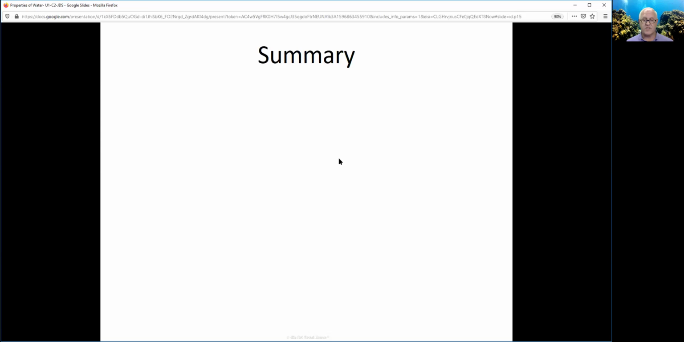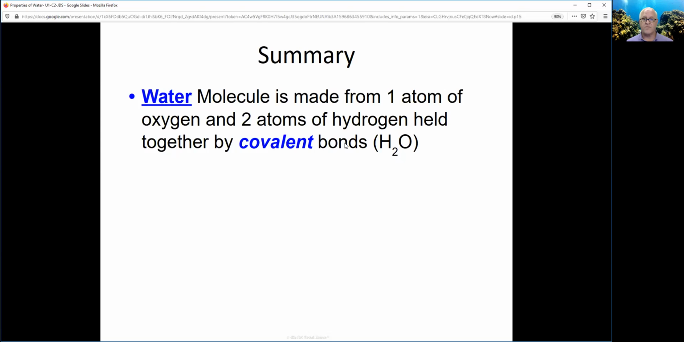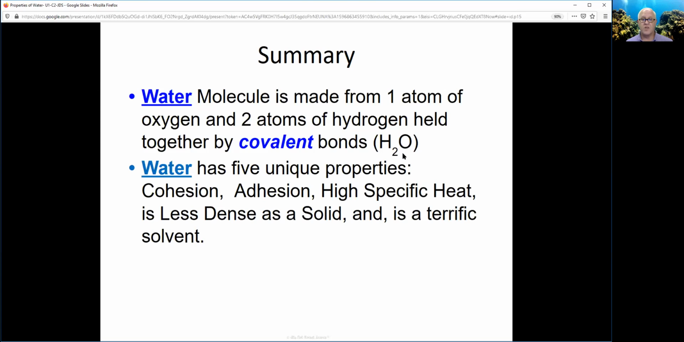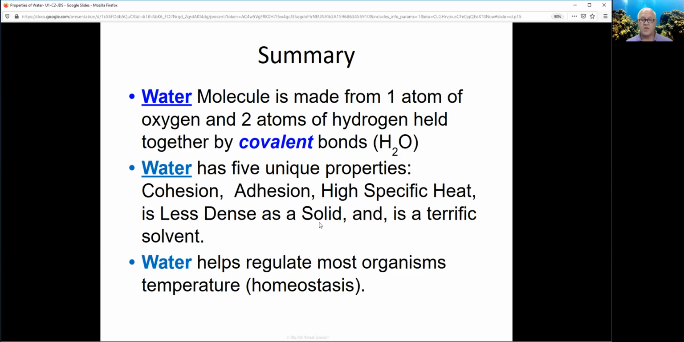So let's summarize these properties of water. The water molecule is made up of one atom of oxygen and two atoms of hydrogen held together by covalent bonds, making H2O. Water has 5 unique properties: cohesion, adhesion, high specific heat, and is less dense as a solid and is an absolutely terrific solvent. Water helps regulate most organisms' temperatures, providing homeostasis. And as we get into cell functions, you'll see where the homeostasis comes into play.